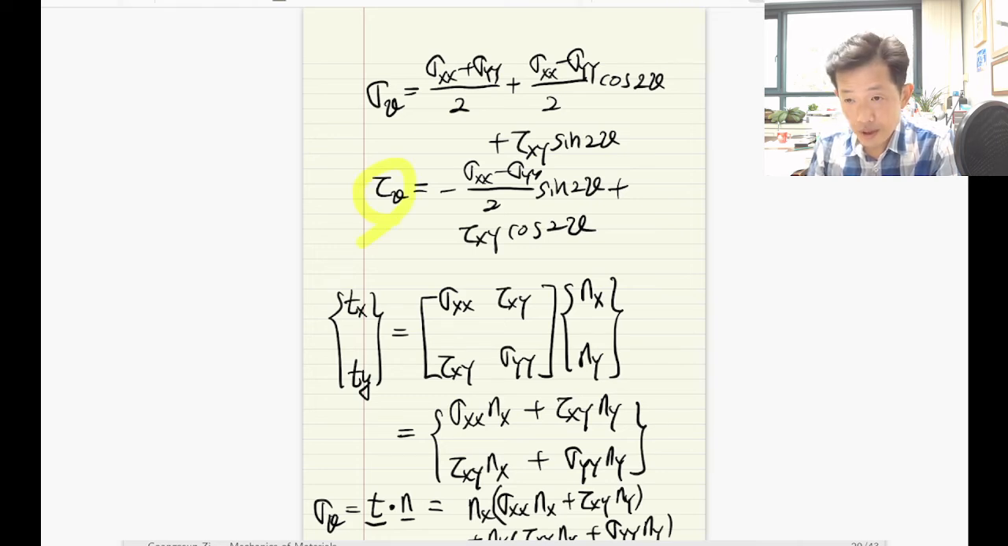The calculation of the shear stress component is also very easy. Once we calculate the normal stress component, you just subtract it from the magnitude of the traction using the Pythagorean theorem. Then you can calculate tau theta without memorizing this equation. Please keep in mind the concepts, the relation between these different concepts.